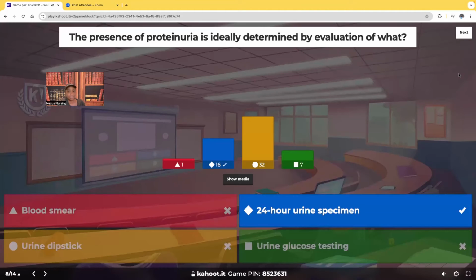Thank you, Lamont. I'm so happy I did this Kahoot because you guys are acting a hot mess right now. Urine dipstick, absolutely not. And if you choose that on your test, you're going to get it wrong. It's 24-hour urine specimen. Now, the 24-hour urine specimen is diagnostic of proteinuria, not dipstick.